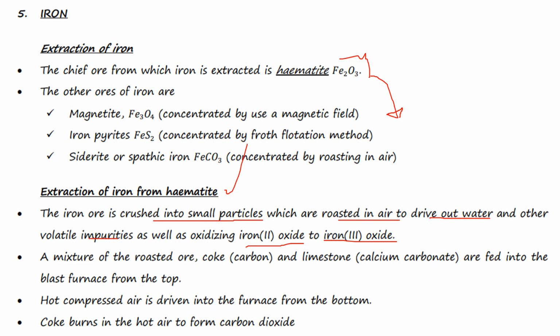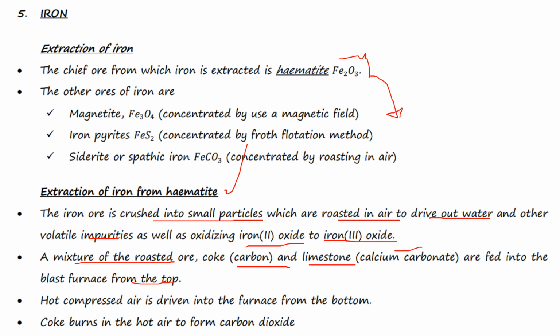Now the next procedure we're going to look at is a mixture of the roasted ore together with coke (coke is the same as carbon) and limestone (limestone is the same as calcium carbonate). These are going to be fed into the blast furnace from the top, just like you looked at in the diagram in your O level. But at A level, the diagram is not required.